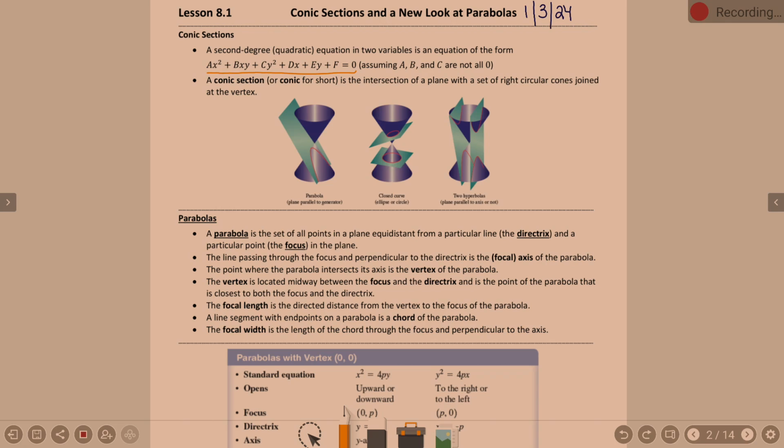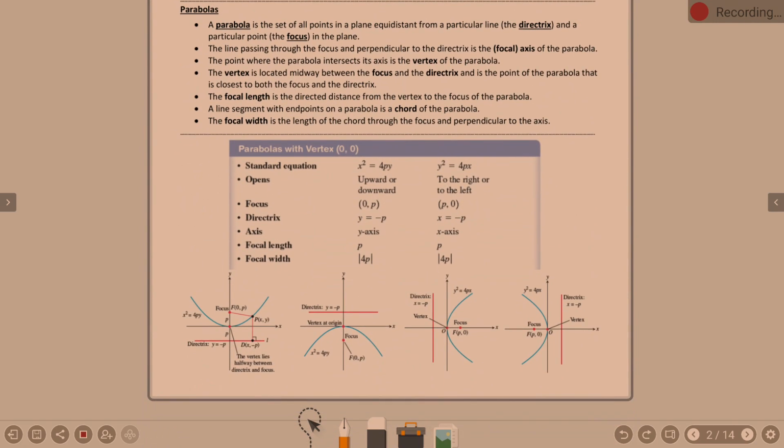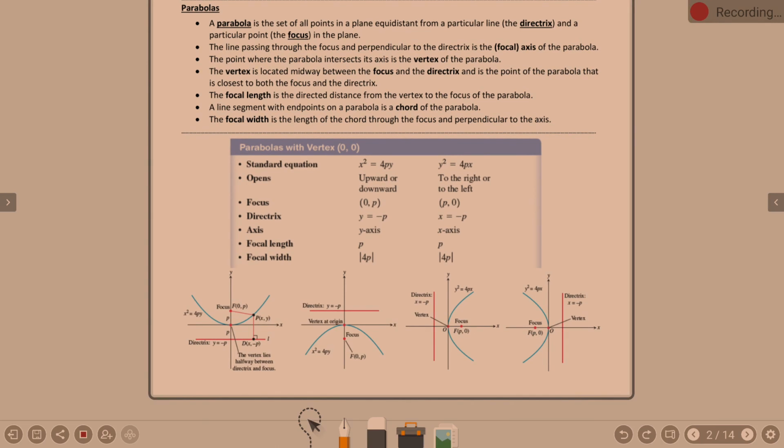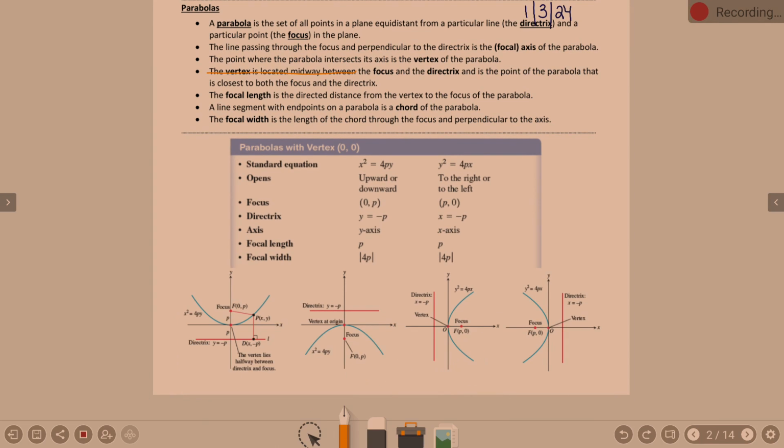So as we move through the chapter, those are the three conic sections we're talking about. Today our focus is going to be on parabolas. I'm going to move this screen up a little bit so I can talk about it better. Parabolas. You've got a little bit of this knowledge, but we've got a lot of new vocabulary to add in. A parabola is the set of all points in a plane equidistant from a particular line that we're going to call the directrix, and a particular point, which we're going to call the focus, in the plane.